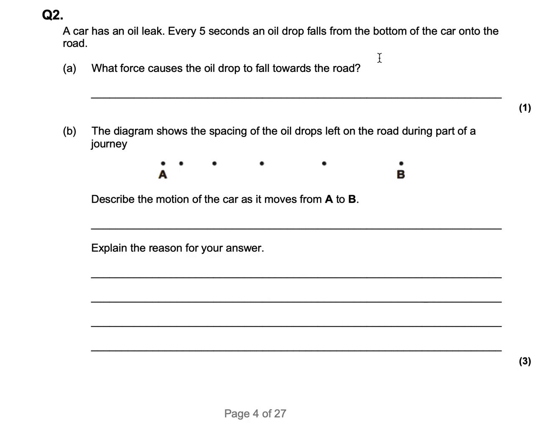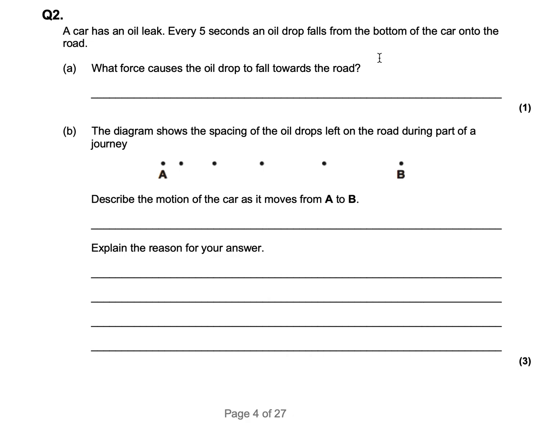So it's falling down towards the road on its way towards the centre of the earth. So that's gravity or weight. You must not put gravitational potential, because that is a type of energy and it's asking for a force. Forces and energy are not the same. So gravity or weight.